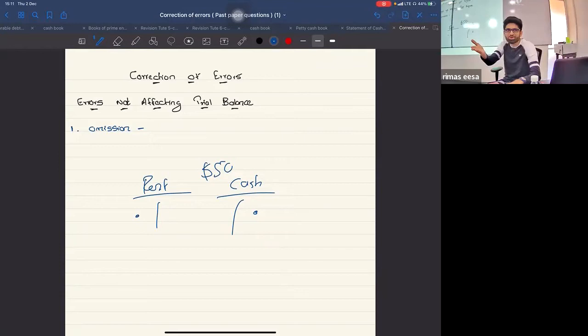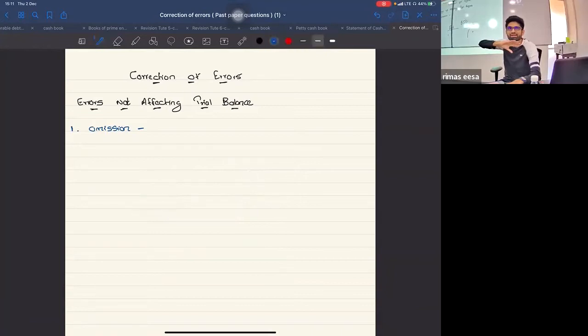So what is the definition of omission? Omission means when you don't enter anything at all. There was a transaction where you paid for rent by cash, but you did not enter anything at all. That is what you mean by omission. Clear? Small note for omission. I've given you the detailed notes in the past. I'm just giving you a summary of what you have to remember when it comes to these errors. Omission means no entries are made. That is the definition of omission.